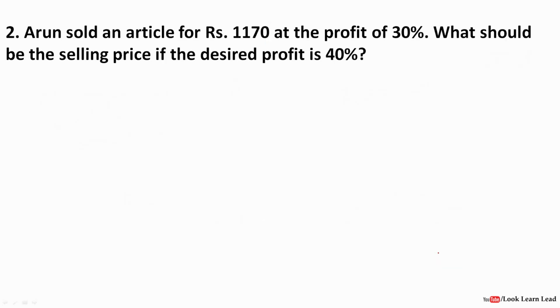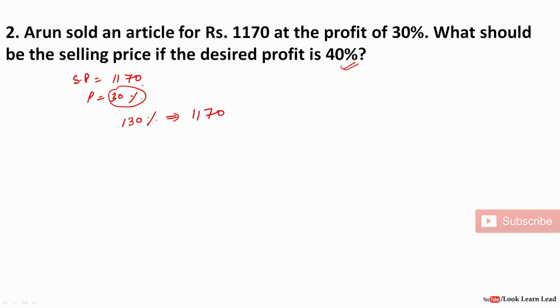Arun sold an article for rupees 1170. So it is given the selling price of the article is 1170 at a profit of 30%. What should be the selling price if the desired profit is 40%? So what should be the selling price if we want 40% profit? The profit is 30%, and profit is on cost price. So we can say that 130% is equal to 1170, because we have 30% profit, so 130% is 1170.